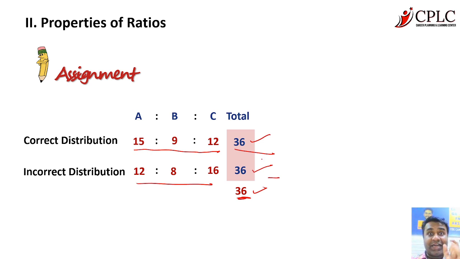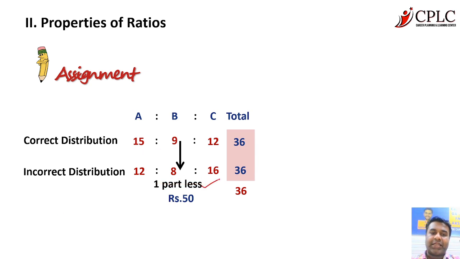Now what is the ratio? The question says because of this issue B got 50 rupees less. Okay? Now let us see for the B part. B earlier was supposed to get 9 parts, but he got 8 parts. Correct? So in short, he is 1 part less compared to the actual distribution. He is 1 part less. So 1 part is basically 50 rupees.